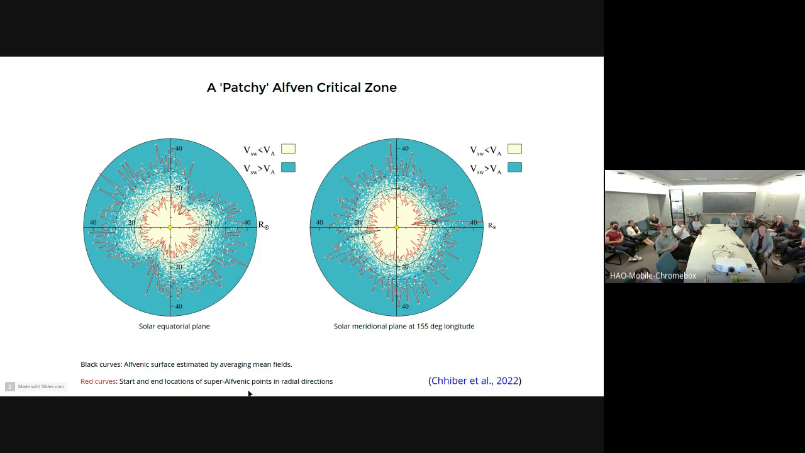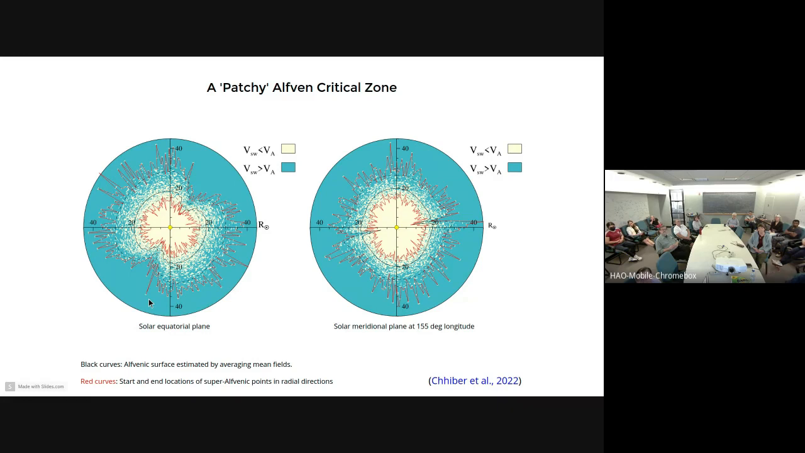So what exactly is the role the Alfvénic critical zone will play in this sort of behavior? Here are simulation results from Rohit Chhiber, published in 2022, and what they found is that the Alfvénic critical zone is very patchy. Now, what does it mean? What is it going to do if the Alfvénic critical zone is patchy? The black curves here are the surface coming from averaging the fields. The red curves we're seeing here are the start and end locations of the extended region where the Alfvénic critical zone should be.